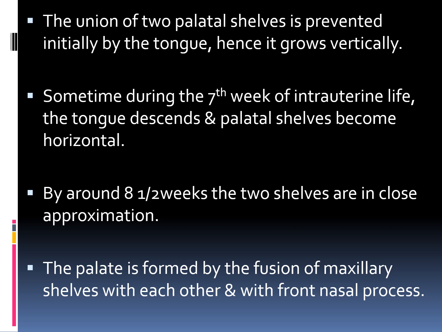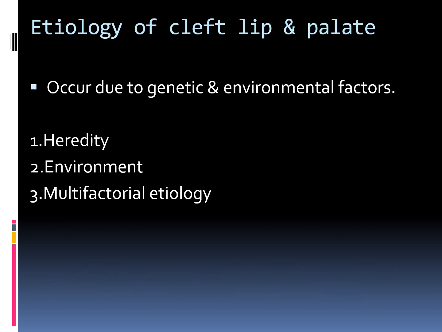The union of the two palatal shelves from your maxillary process is initially prevented by the tongue. But as the fetus grows, the tongue descends to the floor of the mouth and the two palatal shelves tend to fuse. That happens around the seventh week of intrauterine life. By around 8.5 weeks, the two shelves are in close approximation. So the palate is formed basically by the fusion of the maxillary shelves with each other and with the frontonasal shelves.